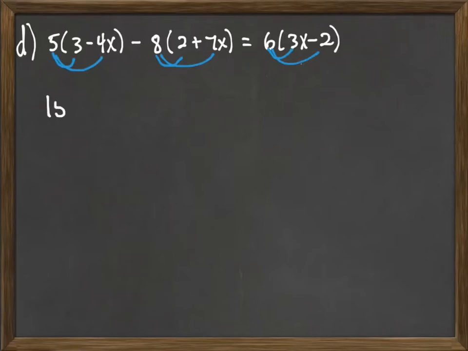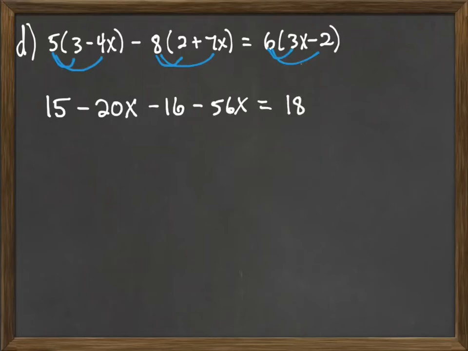5 times 3 is 15. 5 times 4 would be minus 20x. Minus 8 times a positive 2 makes that a minus 16. And now be careful, you have to take the minus 8 times the positive 7 as well and make that a minus 56. It's a real common mistake to forget to distribute the negative sign there. Minus 56x. And then we move on to the other side.